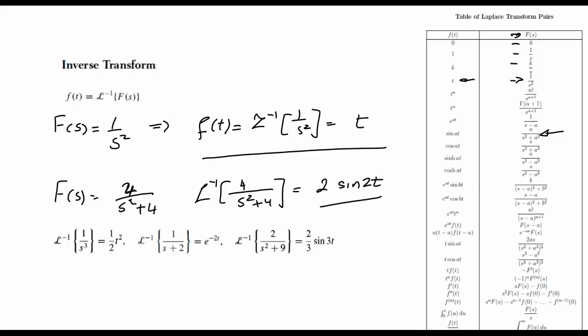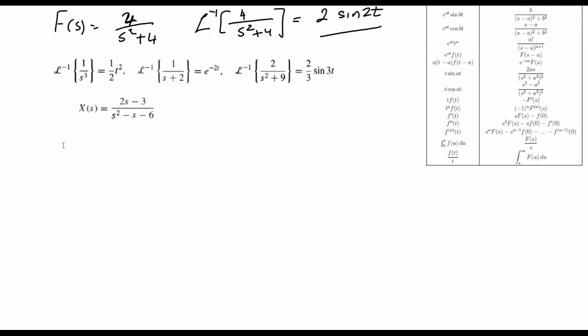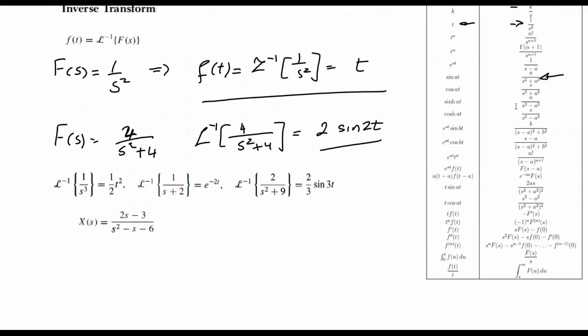Now, here are just some more examples for you to see, just for your reference. You can have a look at them. Okay, let's look at this example. X of s is equal to 2s minus 3 over s squared minus s minus 6. Now, obviously, if we look at our table, we don't seem to see anything that looks like this. However, we know that we can simplify, perhaps factor the denominator. So let's do that and see what happens. Here we can see the denominator is s minus 3 times s plus 2. Still, nothing here seems to match it.